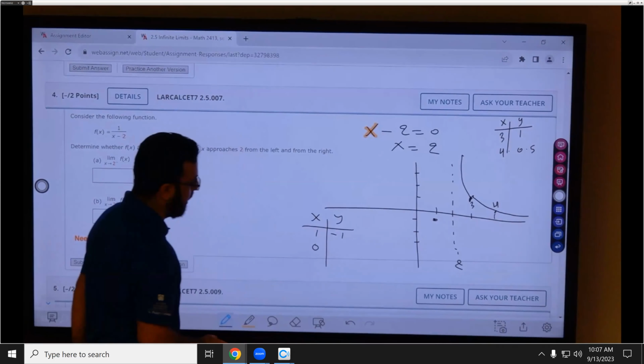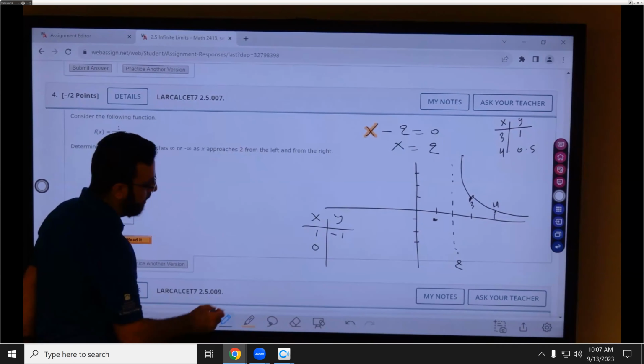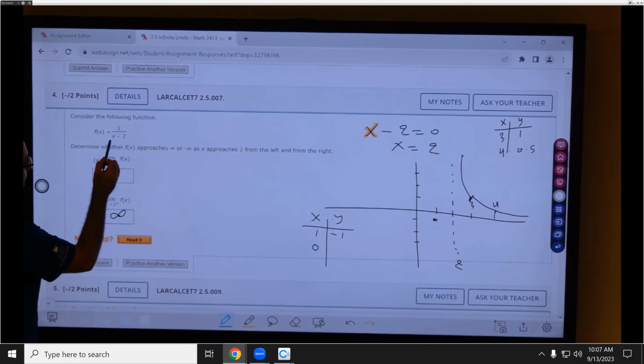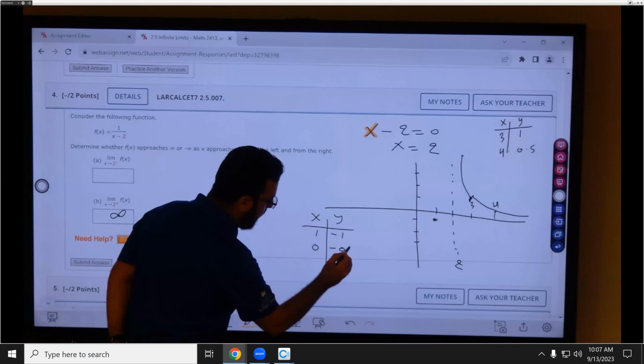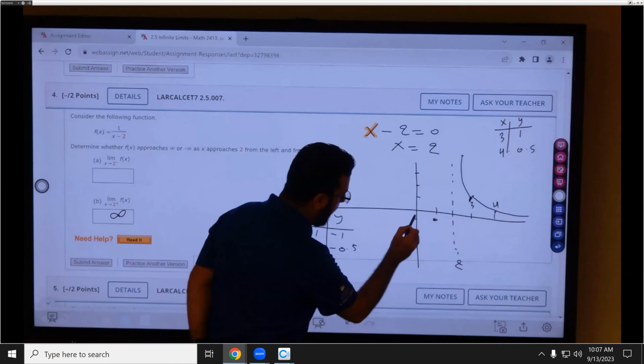Now let's check the other one. If you plug in 0, what is it going to be? Put 0 here, 1 divided by negative 2, negative 0.5. So at 0, where is it going to be? Here's the 0, it's going to be here.